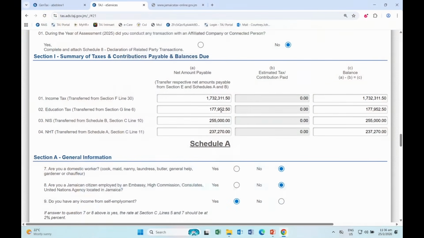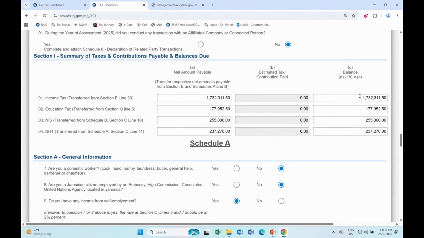And I would pause here to say that making payments towards your quarterly contributions is very important, because when it gets to the end of the year and these payments are all totaled together, you don't want to be wowed by it. You want to ensure that you're paying throughout the year so it doesn't seem like a burden at the end of it when you're doing the final return. So he has $1,732,000 for income tax. He has $177,000 for education tax, $255,000 for NIS, and the NHT $237,000. All of this is going to be due immediately, right?